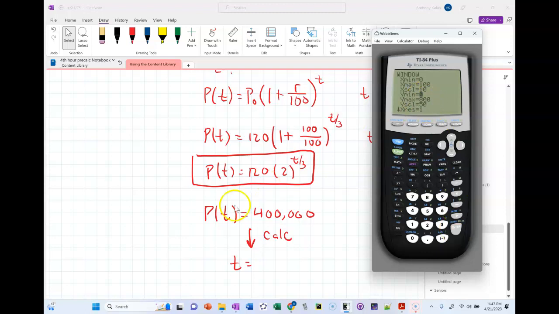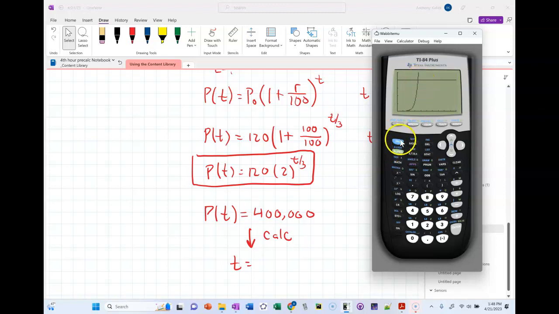The population, I know I start at 120, so my Y min, I'll just pick a little bit less than that, nice round number of 0. And I know I have to get over 400,000, so I'll pick something a little bigger than that, 500,000 for my max. And let's do that. So there's, whoa, doubling is steep, man. Look at how steep that got.